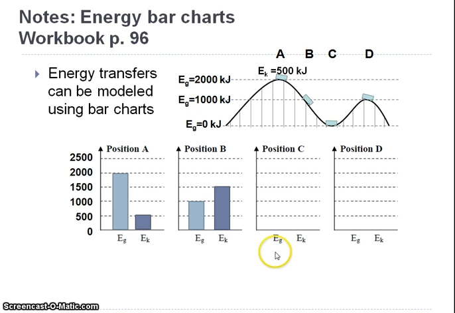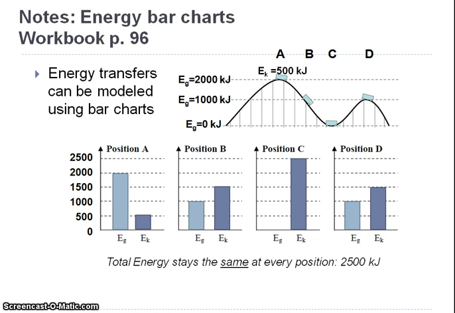So kind of following that same procedure at C, it has 0 kilojoules of gravitational potential energy, so everything has to be kinetic, all 2,500 kilojoules. And at position D, it has 1,000 kilojoules of gravitational potential energy, so 2,500 minus 1,000 gives us 1,500 left in kinetic energy. So what you'll notice here is that from conservation of energy, the total energy that the roller coaster has to stay the same at every position.